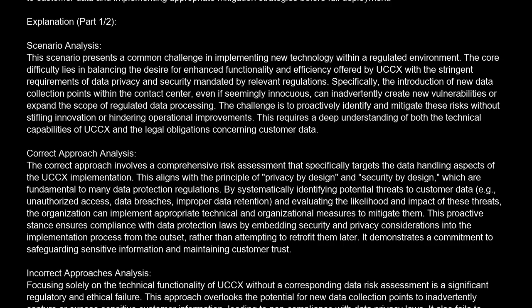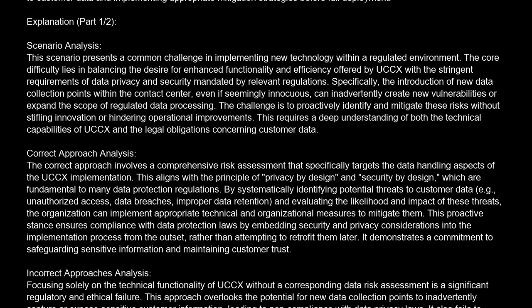This proactive stance ensures compliance with data protection laws by embedding security and privacy considerations into the implementation process from the outset, rather than attempting to retrofit them later. It demonstrates a commitment to safeguarding sensitive information and maintaining customer trust.